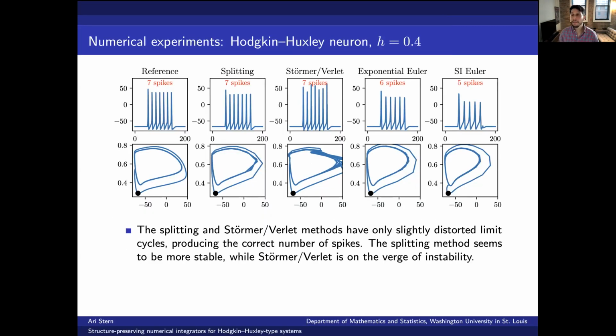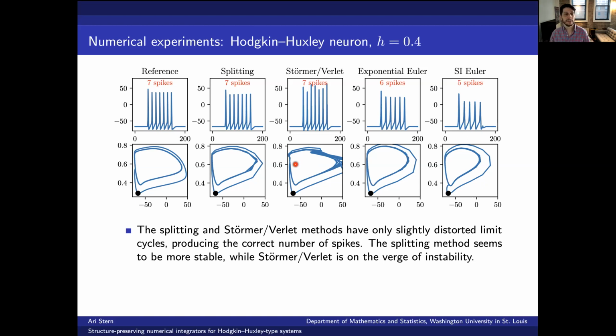So we can do the same thing with the Hodgkin-Huxley neuron, and we observe something similar. So we see that the splitting method tends to, with the same numerical experiment I showed before, get approximately the right spiking frequency and amplitude. The exponential Euler and SI Euler methods, we see, again, a decrease in spiking frequency.